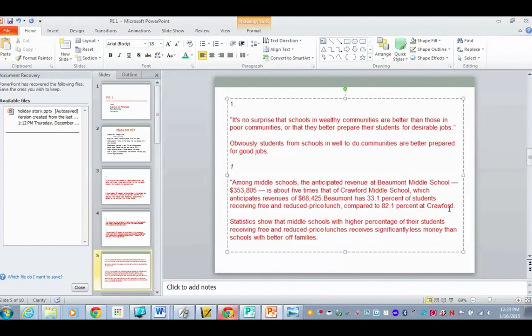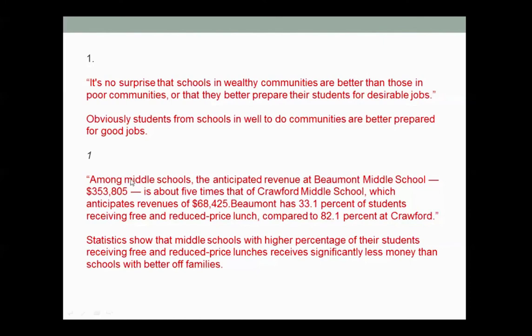And so there they are, and this one needs to be read as well. So, this quotation says that among middle schools, the anticipated revenue at Beaumont Middle School, $353,805, is about 5 times that of Crawford Middle School, which anticipates revenues of $68,425. Beaumont has 33.1% of students receiving free and reduced price lunches compared to 82.1% at Crawford.